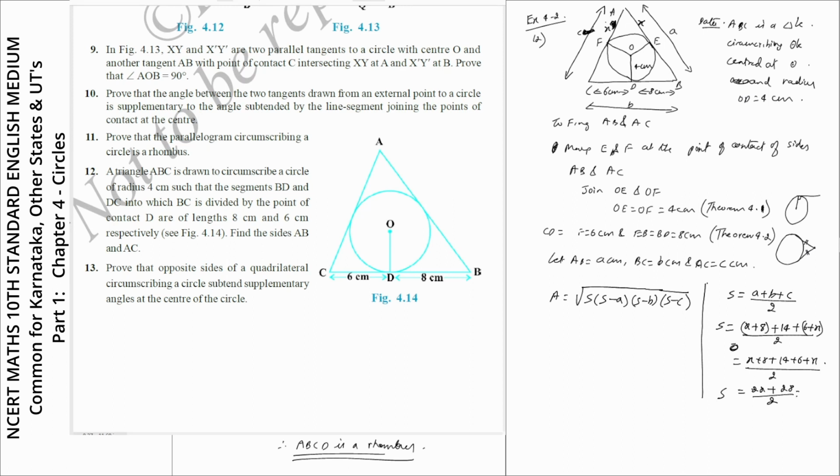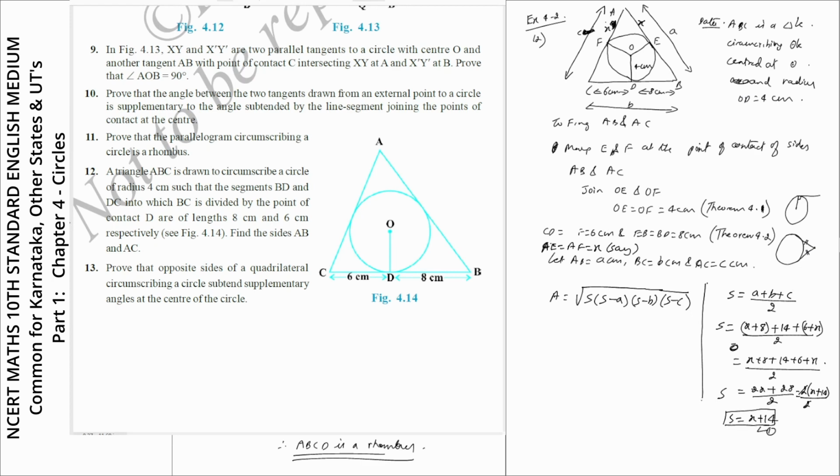Again, if I take 2 as a common factor, X plus 14 by 2. So 2 will get cancelled. S is equal to X plus 14. So AE is equal to AF. That point also I'll add here: AE is equal to AF is equal to X, say, according to theorem number 4.2. Now I'll mark this as equation 1.